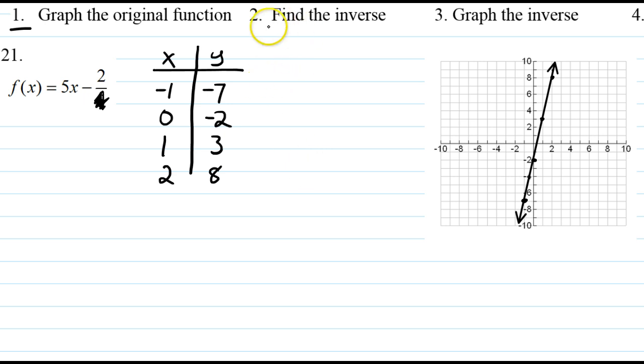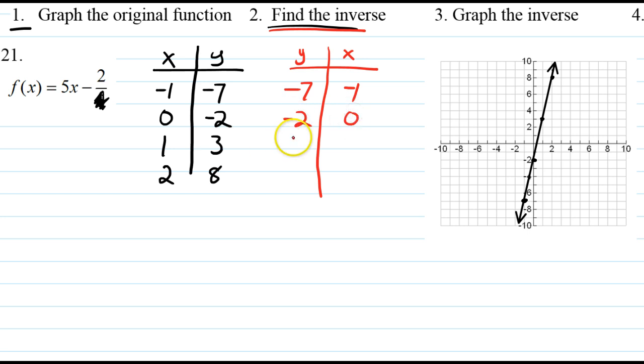So now to find the inverse, we just switch them. So we have y, x, so now we just switch all the numbers. So negative 7, negative 1, negative 2, 0, 3, 1, 8, 2, and draw that line.